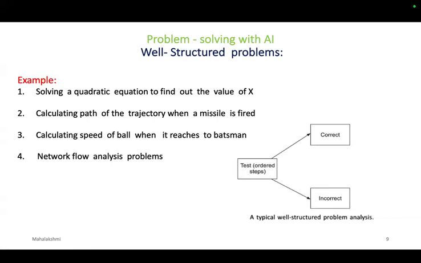Other examples of well-structured problems could be calculating the path of the trajectory when a missile is fired, and calculating the speed of a ball when it reaches the batsman. Network flow analysis problems can also be considered well-structured problems. So if you consider well-structured problems, they follow orderly steps and yield either a correct answer or an incorrect answer. They cannot have multiple correct answers.